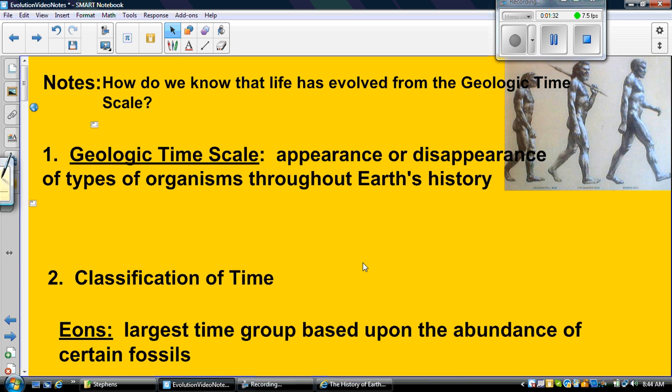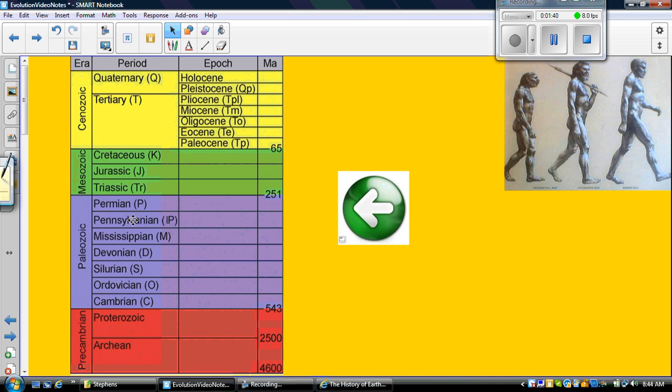Okay, so a geological time scale. That time scale is basically showing the appearance or disappearance of types of organisms throughout Earth's history. So the geological time scale looks similar to this. It's been divided up into eons and eras, which is the first category in this first column. Then you've got your periods, and then your epochs, and this tells you the millions of years ago. So we've got different areas in our time, and you're going to learn about those different periods and figure out what organisms lived during that time. Did they become extinct, or did they survive?